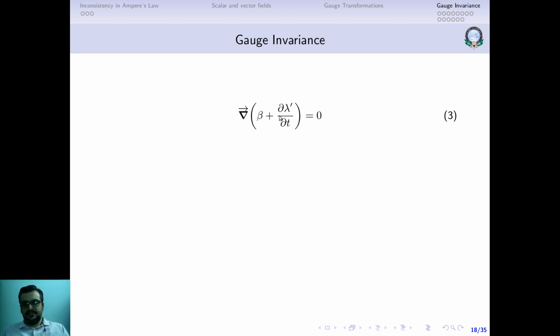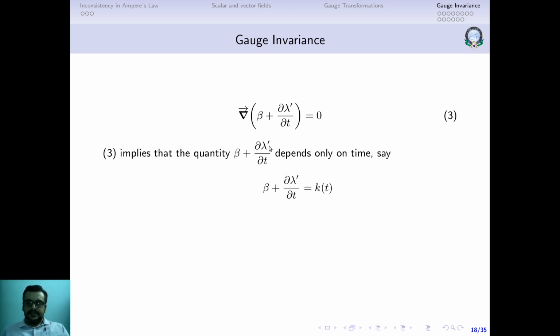So what does equation number 3 tell us? It tells us that the space derivative of this quantity is 0. Because gradient is a space derivative, the space derivative of this quantity is 0. That means this quantity inside the bracket is independent of space, so it depends only on time. So say this quantity inside the bracket, that is beta plus dou lambda prime by dou t, is equal to some function of time, that is k of t.